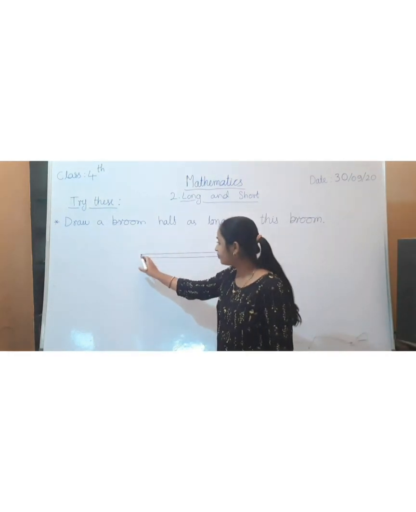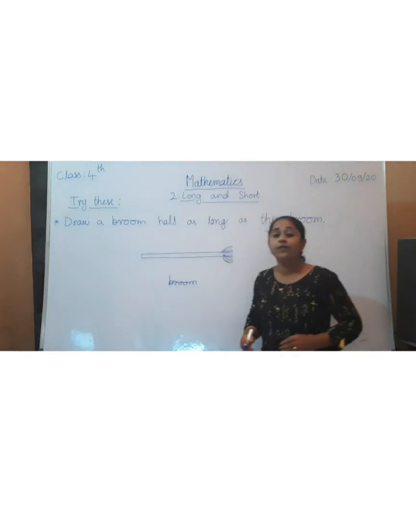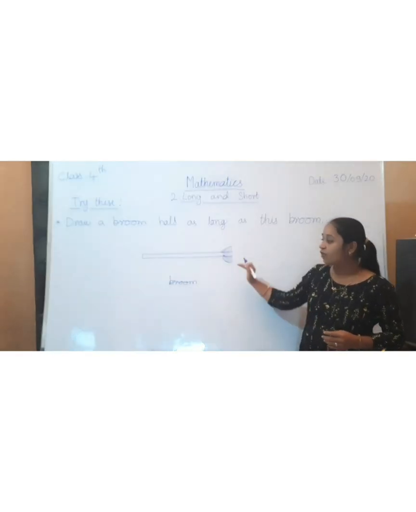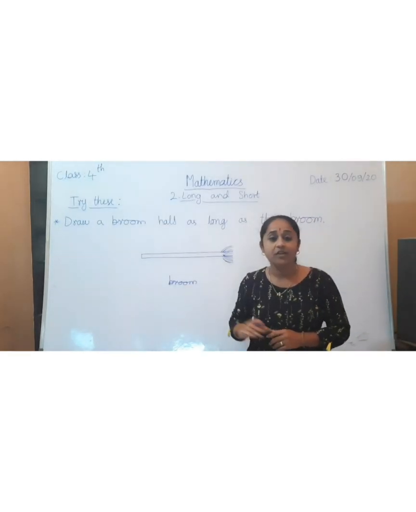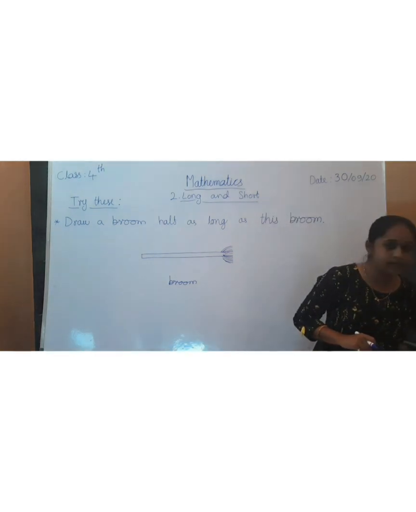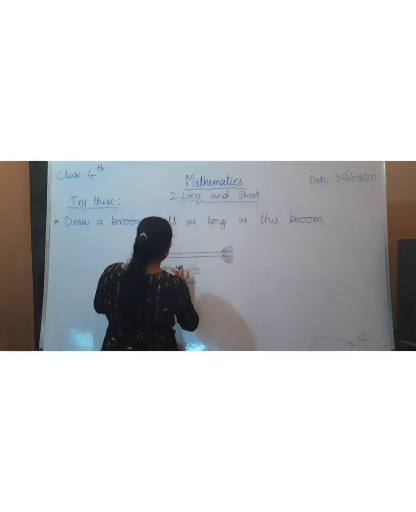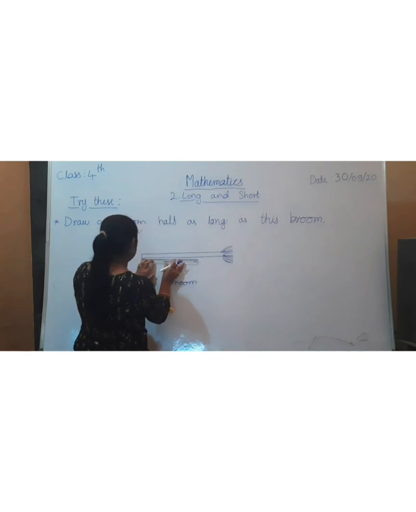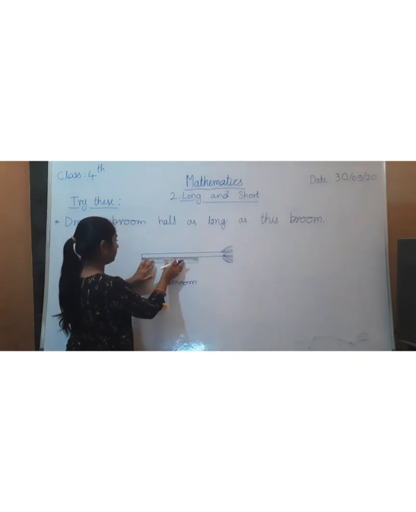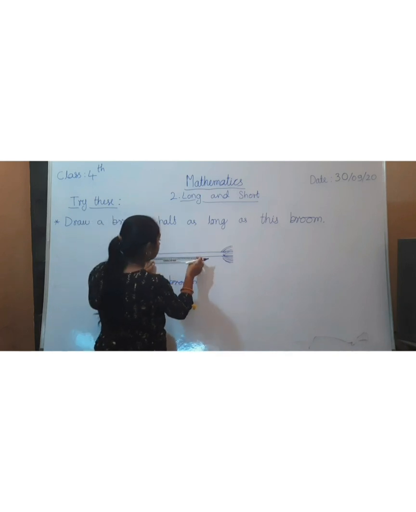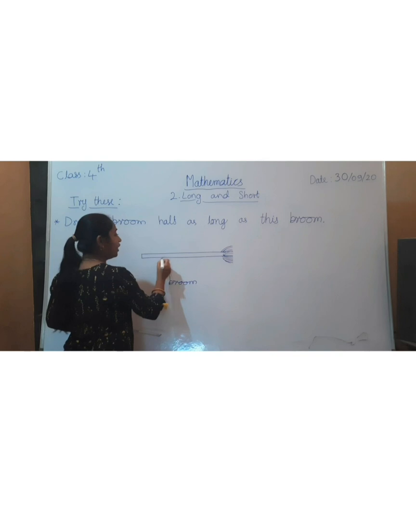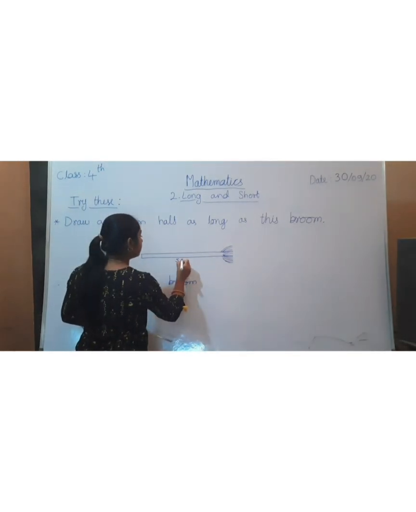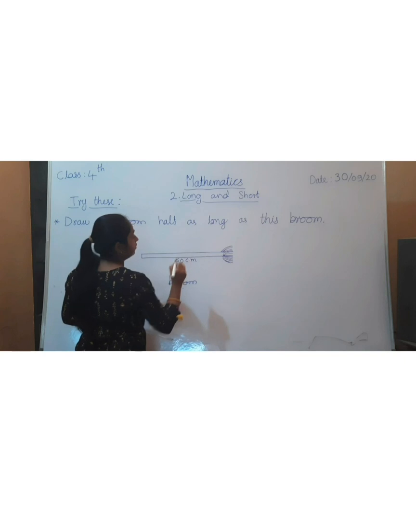But we want to draw half of this broom. Let's see how long this is. We will measure this one. Here to here 30 centimeter, then again here to here 20 centimeter. 30 plus 20, this is 50 centimeter long.